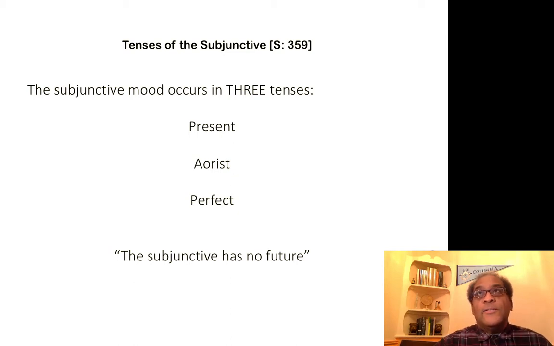I used to just use the statement, the subjunctive has no future, to remind me that I shouldn't be looking for any such form as a future subjunctive. What we'll see down the road is that the subjunctive mood is actually a weakened, idealized form of something in the future. So that's part of the reason.